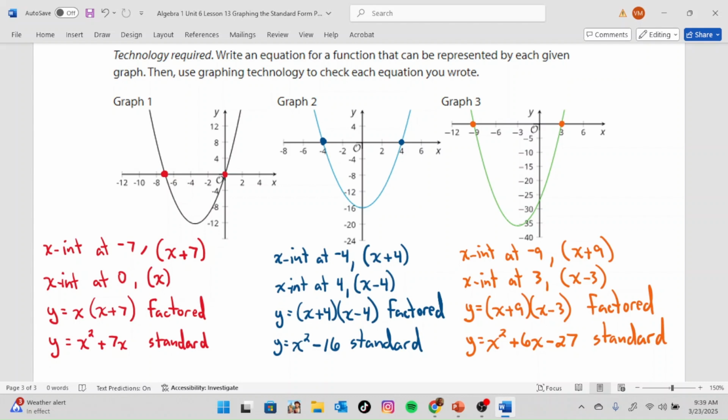Now, before we finish this lesson, let's go back and review the learning targets and make sure you know everything you need moving into the next lesson.